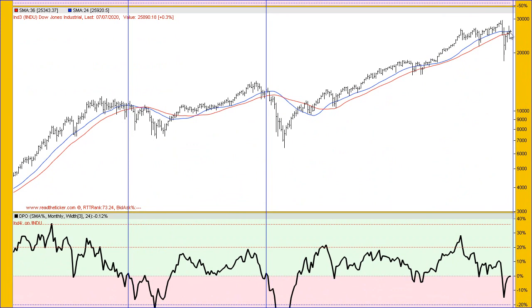So the moral of the story is the 24 SMA and the 36 SMA are important, with the detrending price oscillator with the same settings, and we need a couple more months to see which way this thing's going to go.